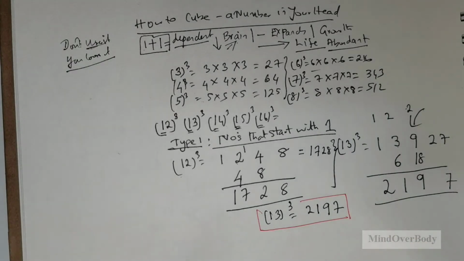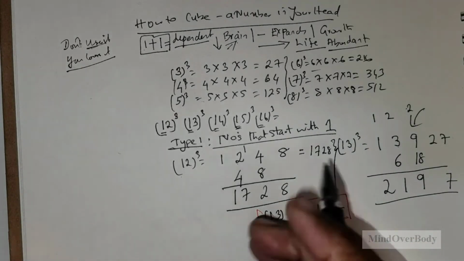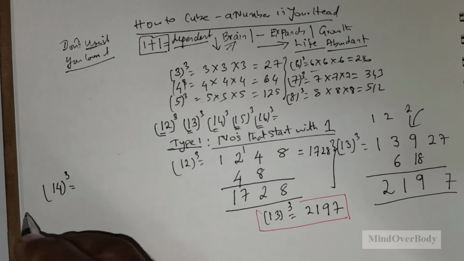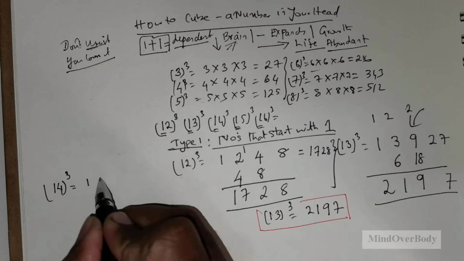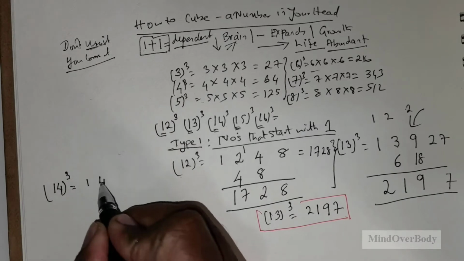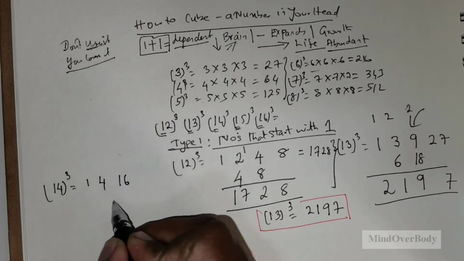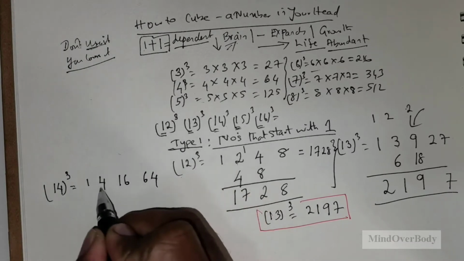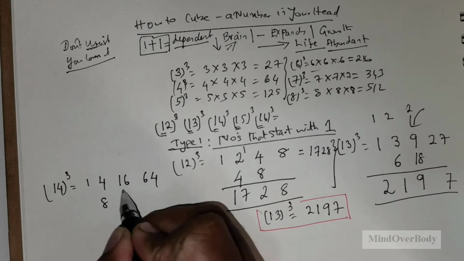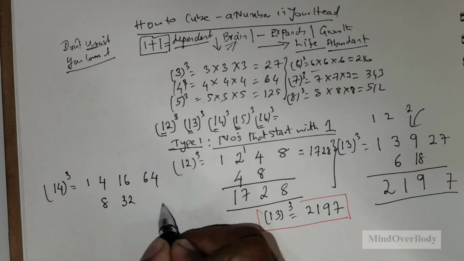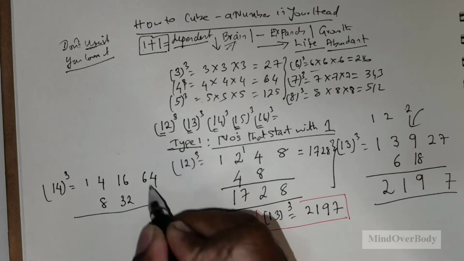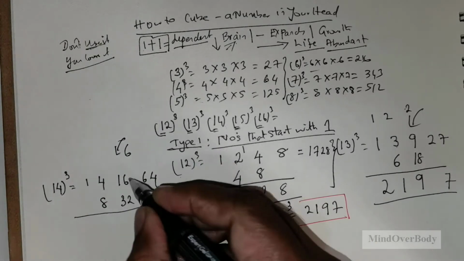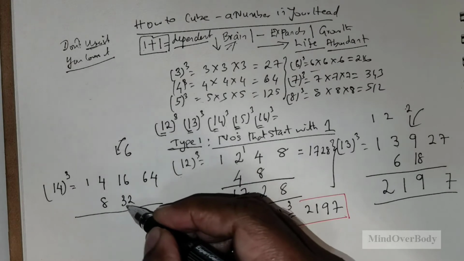Now let's move on. Let's find out what happens when we obtain 14 cubed. What should we do? Place 1 and 4. Now you square this 4, that gives you 16. Now you cube this 4, that gives you 64. Now you double this 4, 8. You double the 16, it's 32. Now place the 4 here, move the 6 there. Now you've got 16 and 32 and 6.